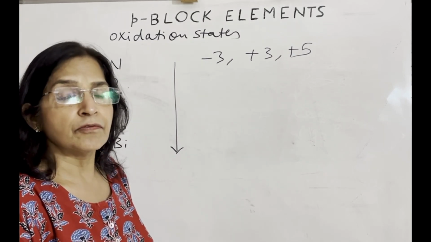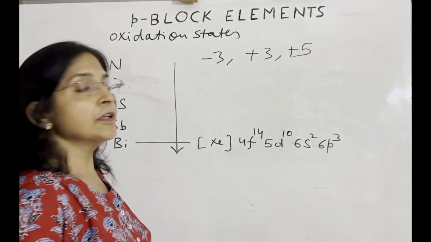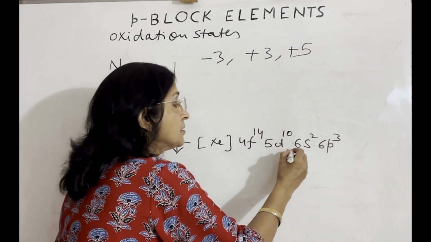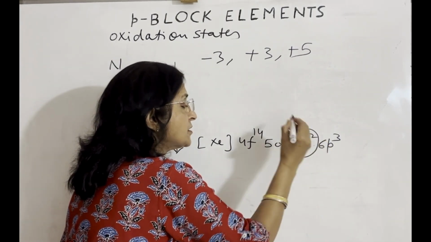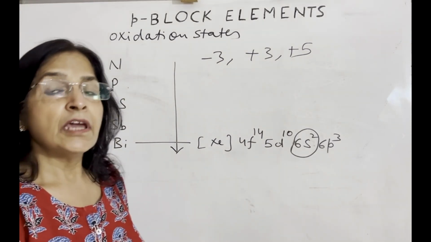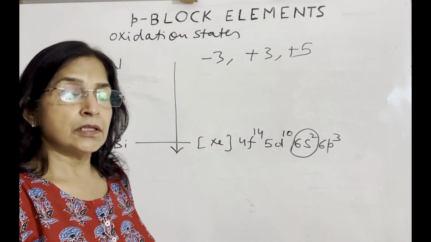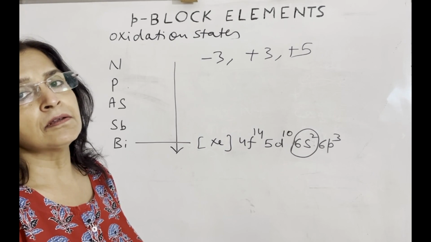What is inert pair effect? This is the electronic configuration of bismuth. The electrons present in the 6s subshell want to remain inert. They do not want to participate in the reaction.